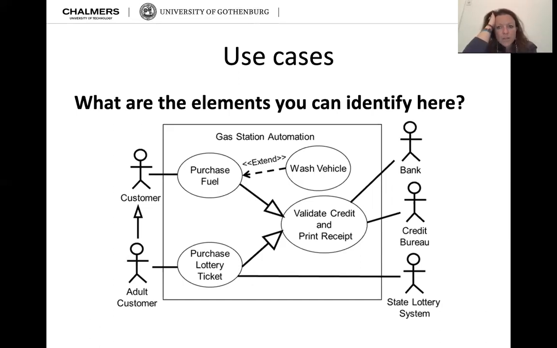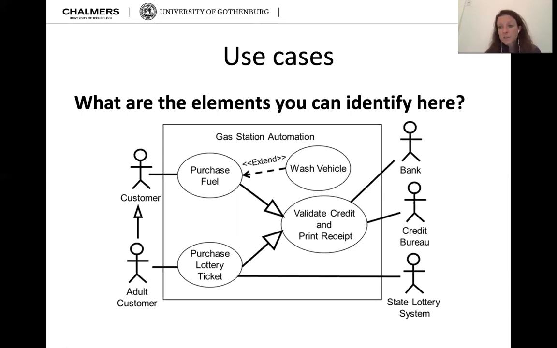Gas station automation. So that's the whole scope of this example that we're talking about. There's a box. It has a number of bubbles inside. The box is called the scope of the system, and then the bubbles inside are your individual use cases. So the use cases here are purchase fuel, wash vehicle, purchase lottery ticket, validate credit, and print receipt.